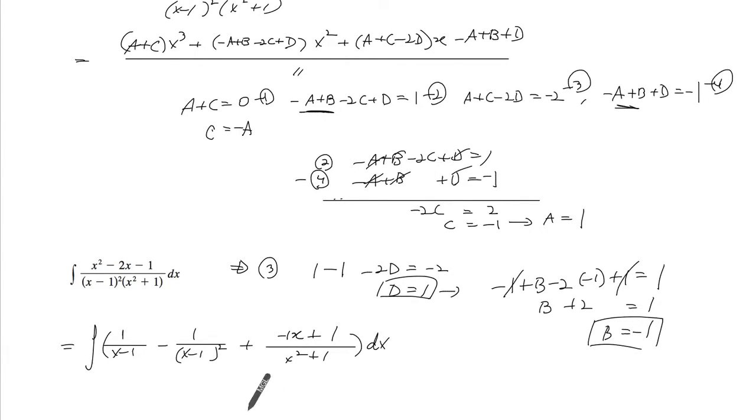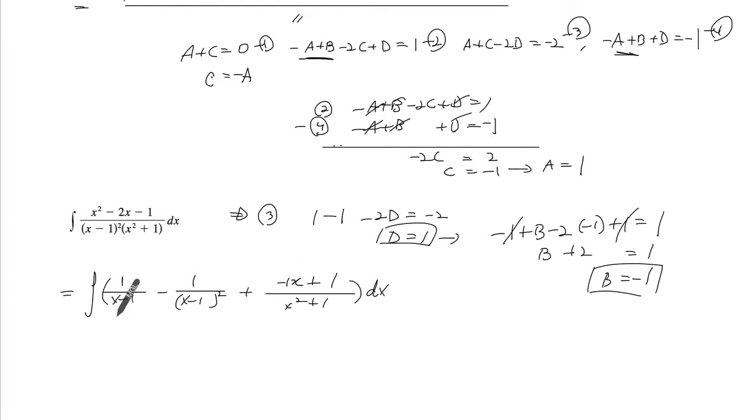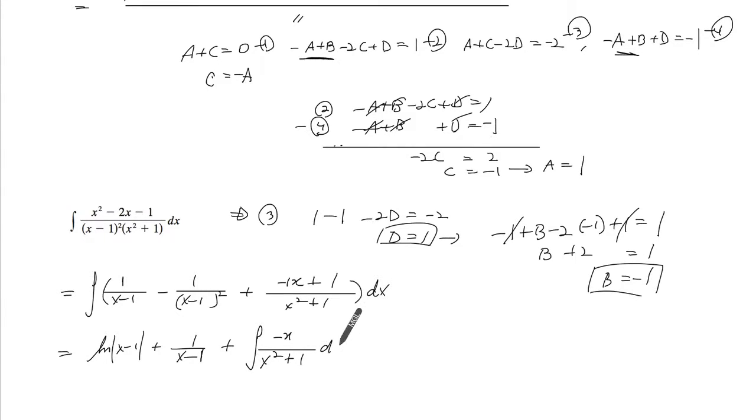Let me create a little bit more room. So this one is easy. It's just going to be ln of the absolute value of x minus 1. And that's going to be actually just the plus of 1 over x minus 1. If you differentiate that, you get the minus of this. And this right here, let's separate further: minus x over x squared plus 1 dx plus the integral of 1 over x squared plus 1.